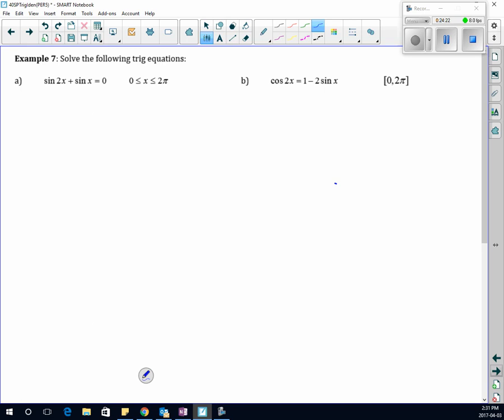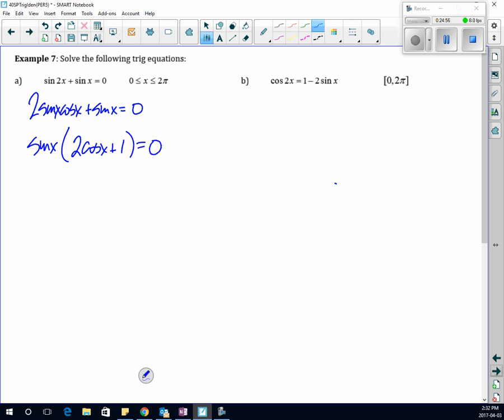Anytime, if I haven't said this enough times, anytime you get stuck, look on your formula sheet and it'll guide you where to go. So there is a formula for sine of 2x. What is that? 2 sine x cos x plus sine x equals 0. Okay, what do we do next? Factor out the sine x. Very good. And we're left with, how about 2 cos x plus 1 equals 0.